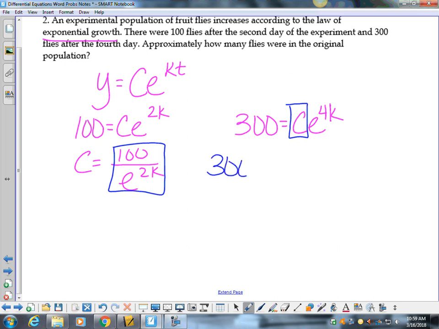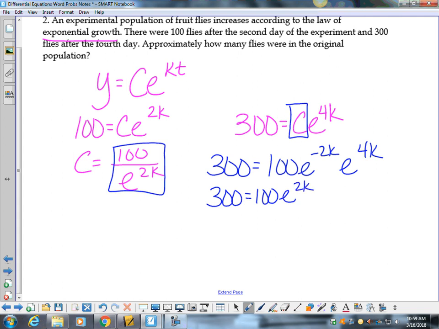All right, so 300, 100. Instead of over, can I do, are y'all okay with that? Okay, use your power rules. They both have the same base. When you multiply, what do you do to your power? You add. Okay, what's next? Divide by 100, so 3.